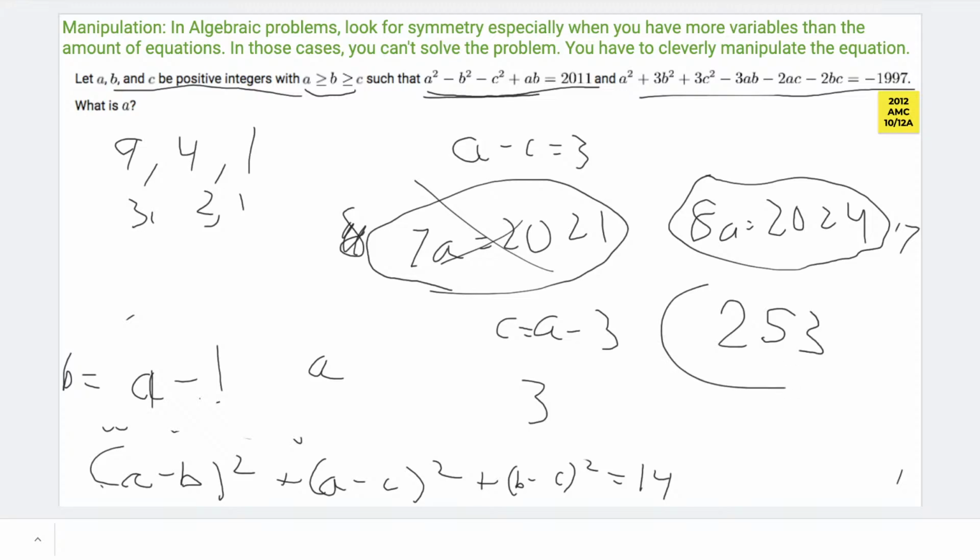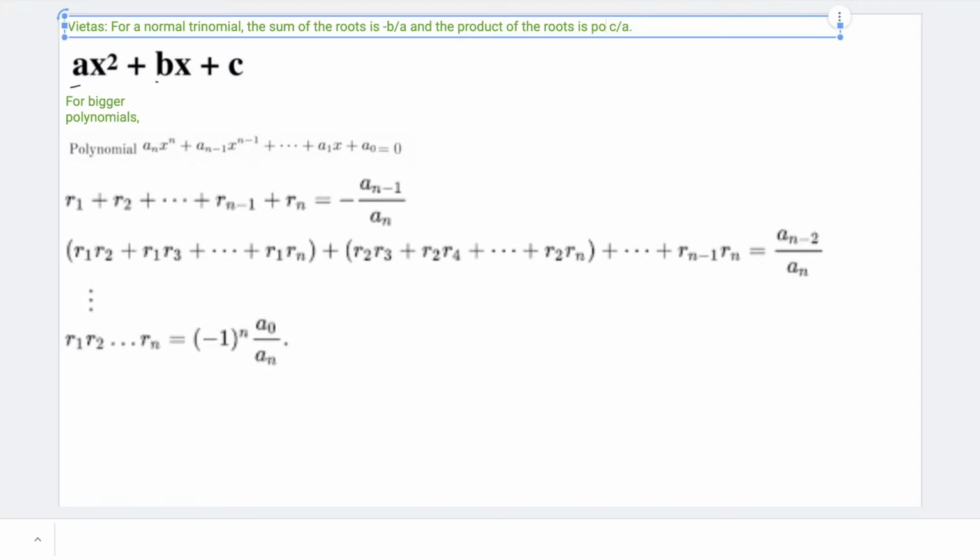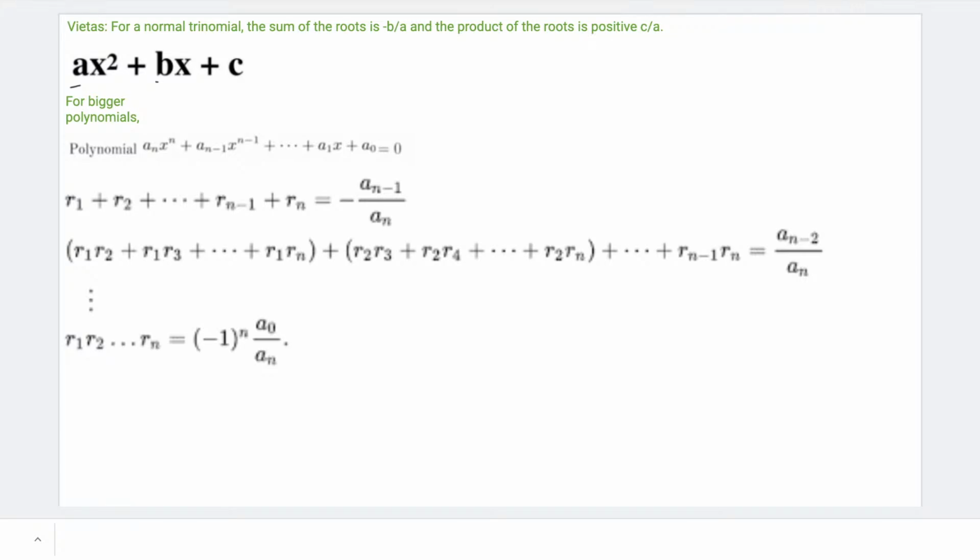But this shows that when you have so many variables, you try to manipulate the equations by either adding them or subtracting them. And clearly there was symmetry, because all the terms were multiples of 2. So Vieta's: for a normal trinomial, the sum of the roots is just negative b over a, and the product of the roots is, no, not negative c over a, I meant positive c over a, sorry. So the product of the roots is just positive c over a. And remember that for any polynomial, the sum of the roots will always be negative b over a.